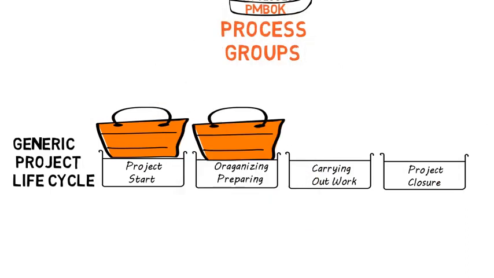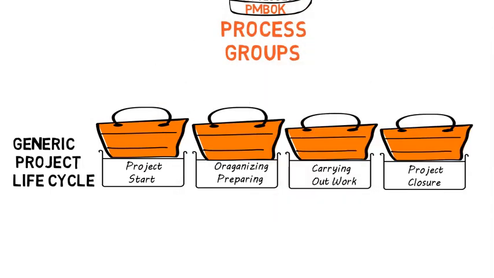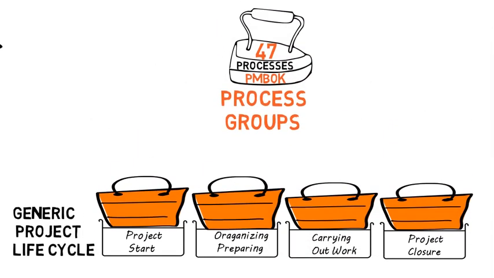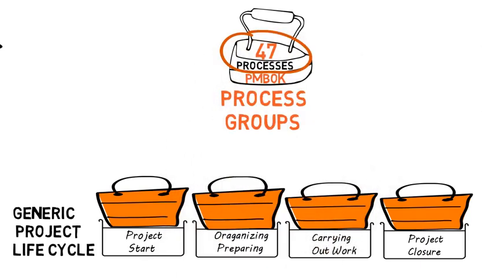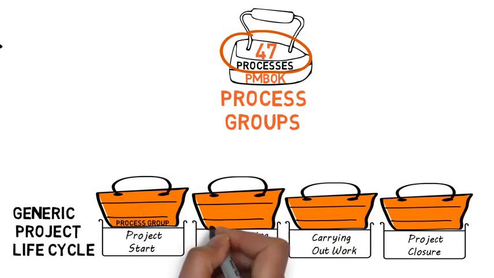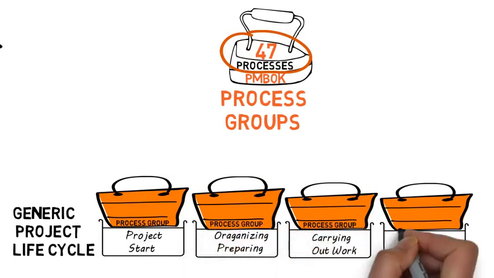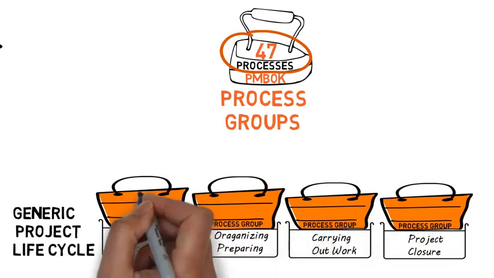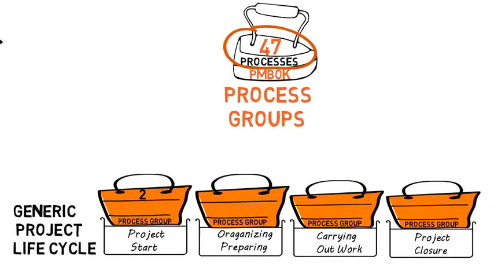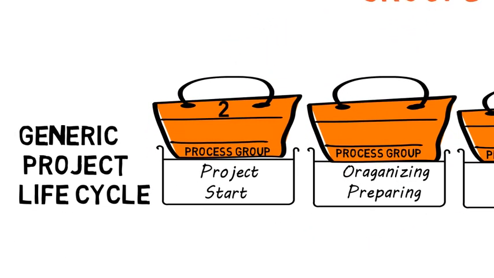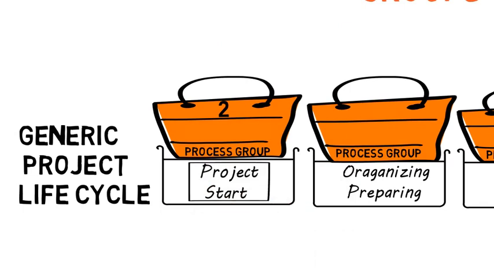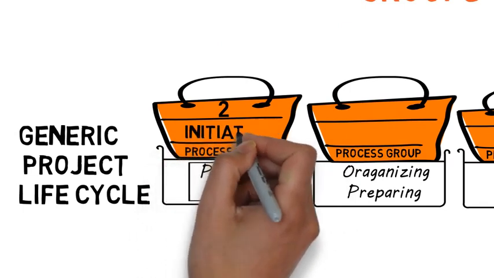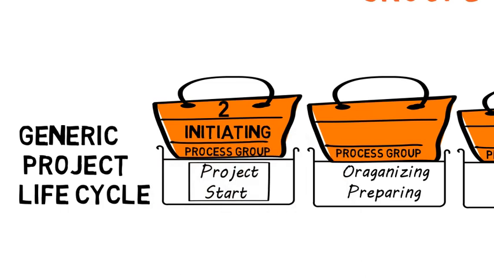Now, let me place buckets on each of these generic project lifecycle stages. Out of 47 processes, we will pick the processes and drop them into each bucket, called process group buckets. Let us start. Out of 47, there are 2 processes that can help project managers to effectively start the project. They are grouped into a process group called the Initiating Process Group.